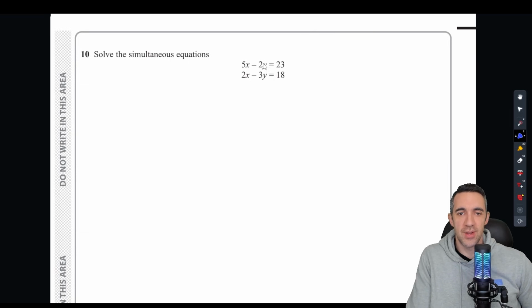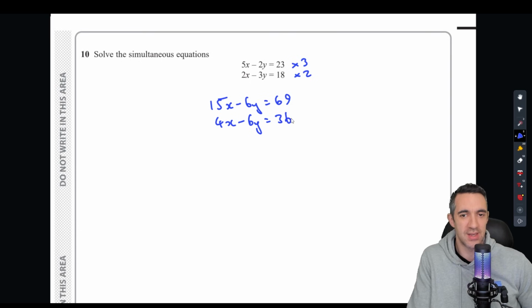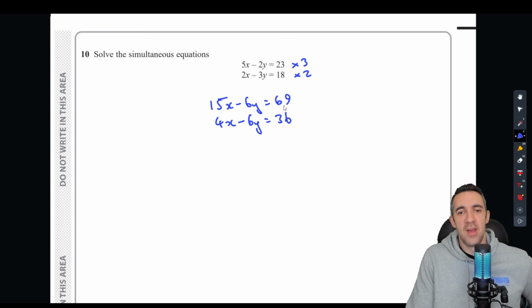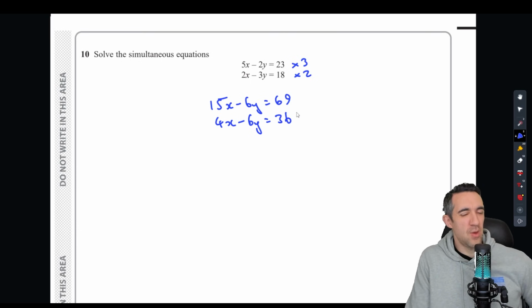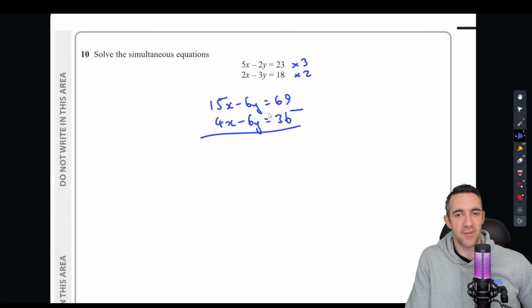So we've got simultaneous equations. Nothing's the same. Y's and x's are all different. So let's times this one by 3 and this one by 2. So we're going to make the y's the same. So 15x minus 6y, times that by 3, gets me 69. And then this one times by 2 gets me 4x minus 6y equals 36. Nice. All good so far. Maybe 1 mark. I don't know. Maybe then we've got to show the attempt at the subtraction that comes after.